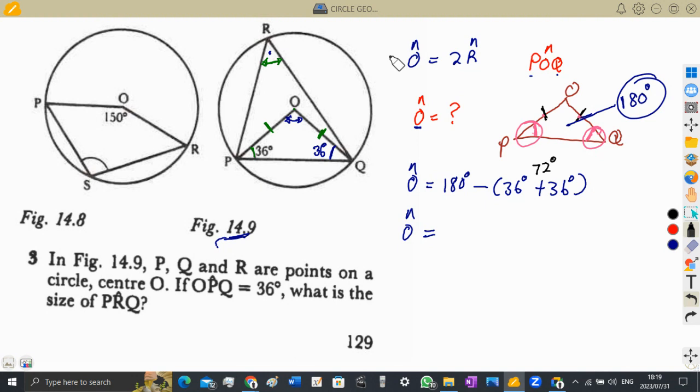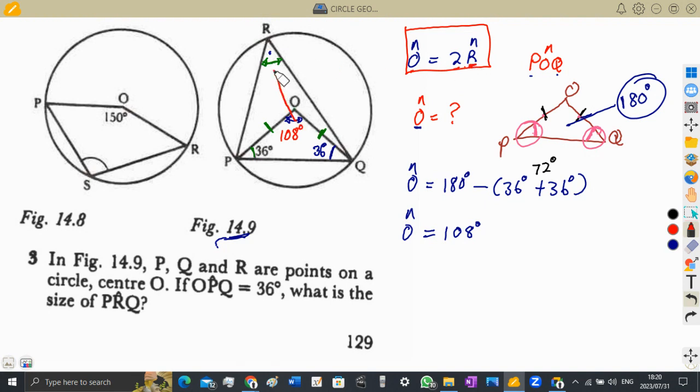That will be something like what? 108. That's true. So here we are having an angle of 108 degrees, which is the angle at O here. So we are saying this angle is 108 degrees here. But before, we said the angle at the center, which is O, is twice the angle at the circumference, which is R here. So how can we calculate angle R now from O?